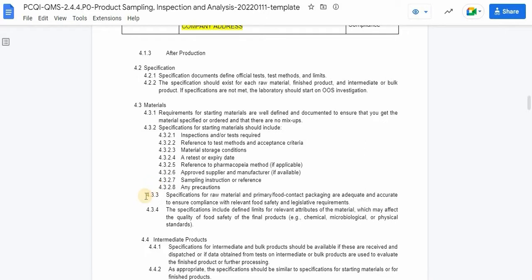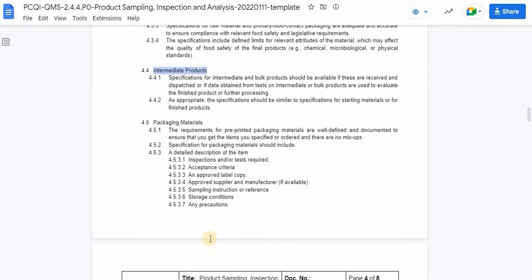Specifications for raw material and primary or food contact packaging are adequate and accurate to ensure compliance with relevant food safety and legislative requirements. And the specifications include defined limits for relevant attributes of the material, which may affect the quality or food safety of the final products.